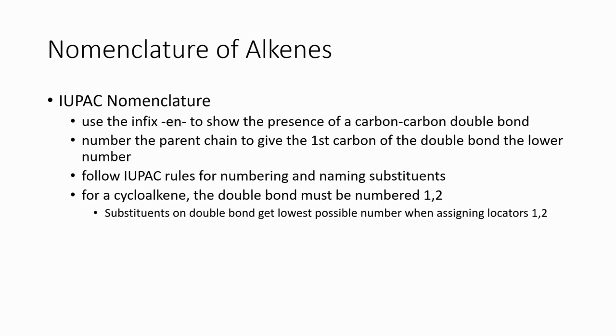So let's get into naming alkenes and alkynes. Let's start with alkenes. We're going to focus first on IUPAC nomenclature, where we're going to use "ene" to show the presence of a double bond. So "ene" at the ending instead of "ane" like alkanes. We're still going to number the parent chain, but we're going to make sure to give the first carbon of the double bond the lower number.